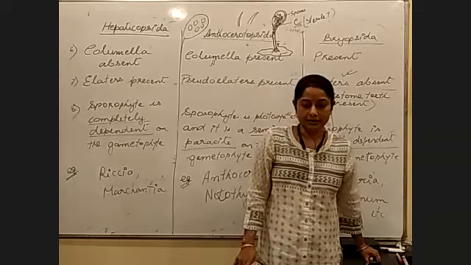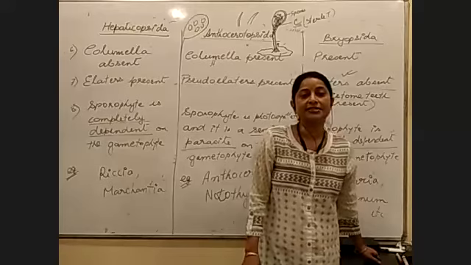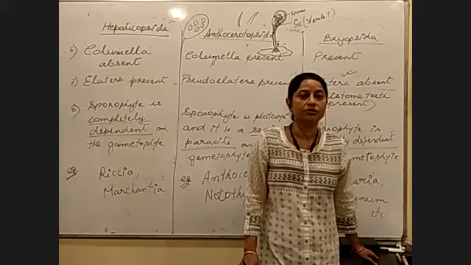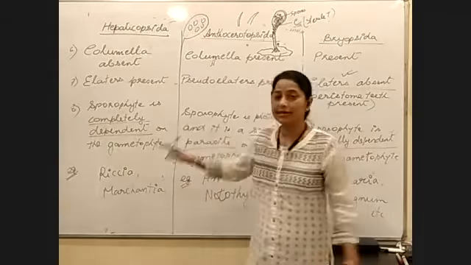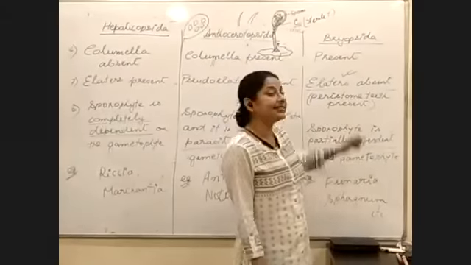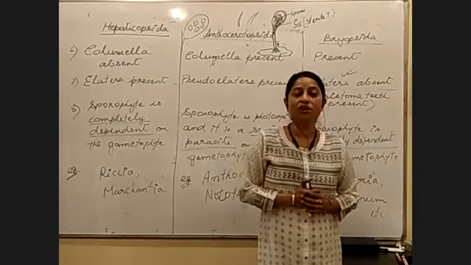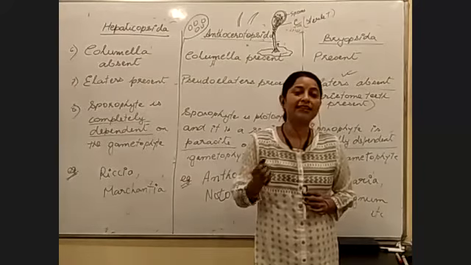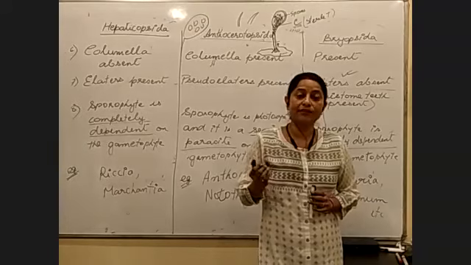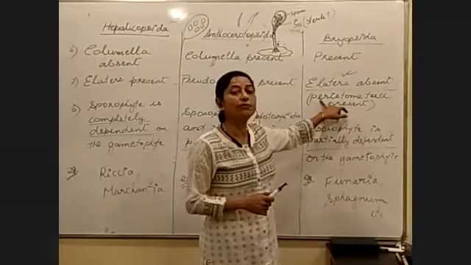Next, talking about elaters. Elaters are structures that help in the dispersal of the spores. If you see a capsule, elaters are present, but in case of moss, the elaters are absent. If elaters are absent, that does not mean the moss capsule will not have anything that will help in the dispersal. They will have a structure that is called peristome teeth.